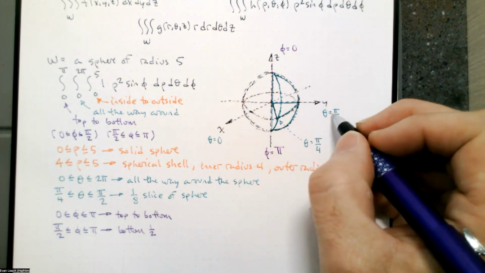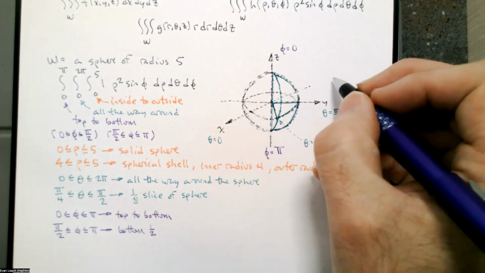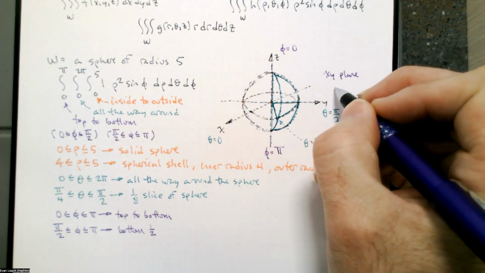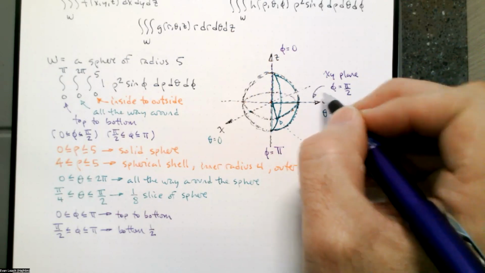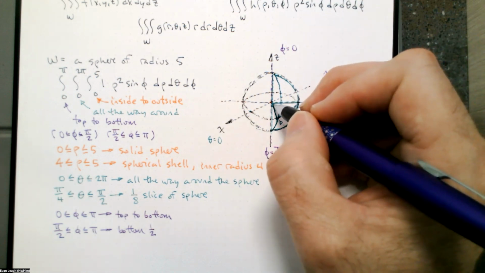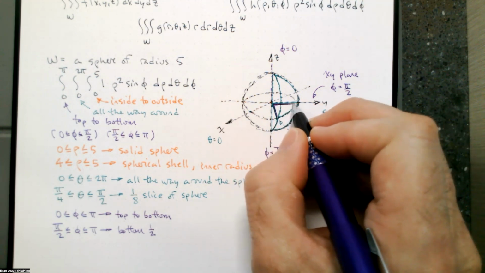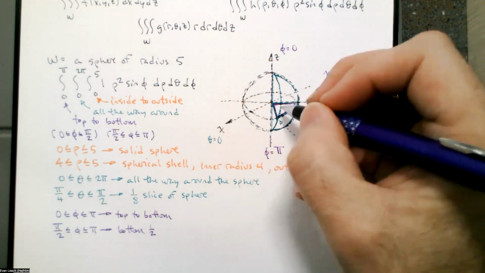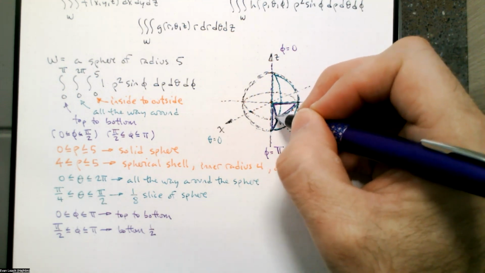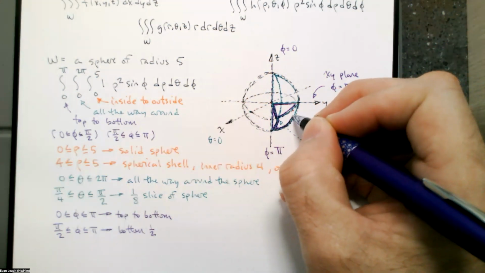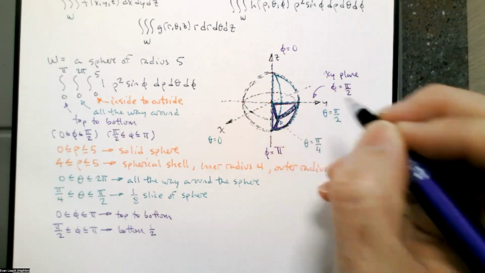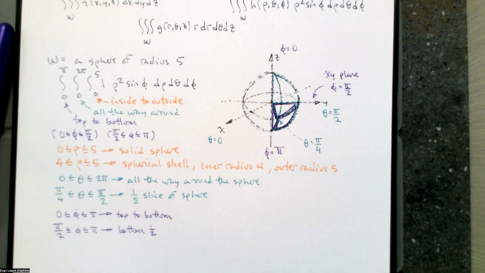So here, phi is pi over 2. This is also the xy plane, where phi is equal to pi over 2. So it's not just this location here on the positive y-axis. The whole xy plane is where phi is equal to pi over 2. So if we run phi from pi over 2 to pi, that's going to give us the bottom half of that slice.